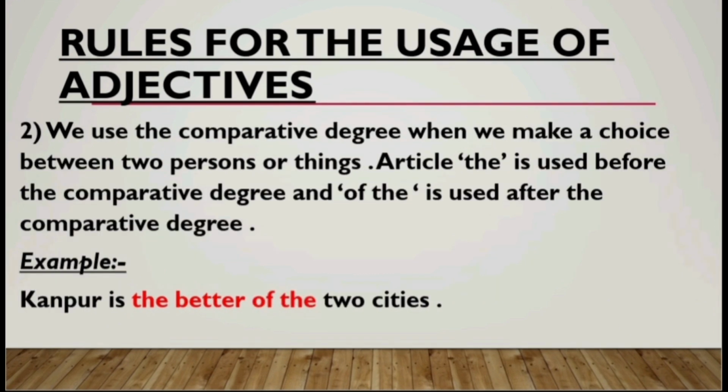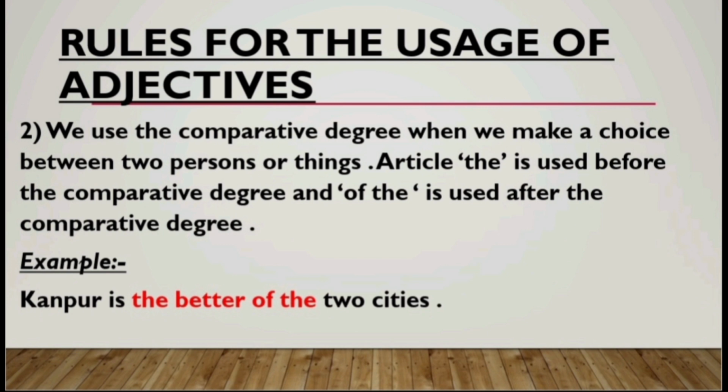Rule number 2 is we use the comparative degree when we make a choice between the two persons or things. Article the is used before the comparative degree and of the is used after the comparative degree. So basically when we use a comparative degree to make a choice between two nouns or two persons or things, we use an article before the comparative degree, and after the comparative degree we will use of the.